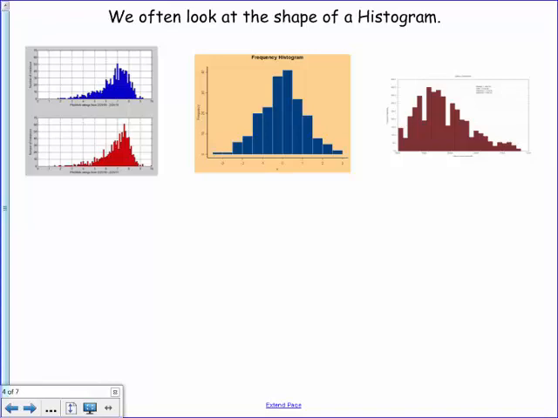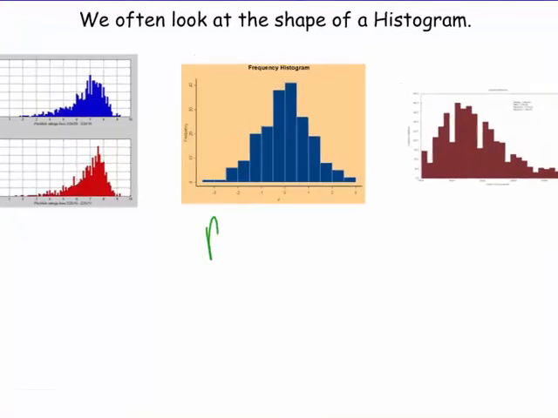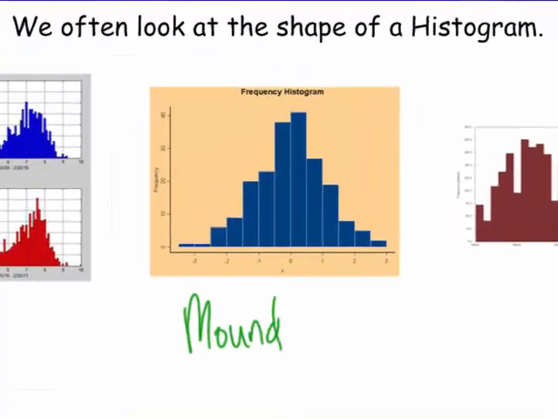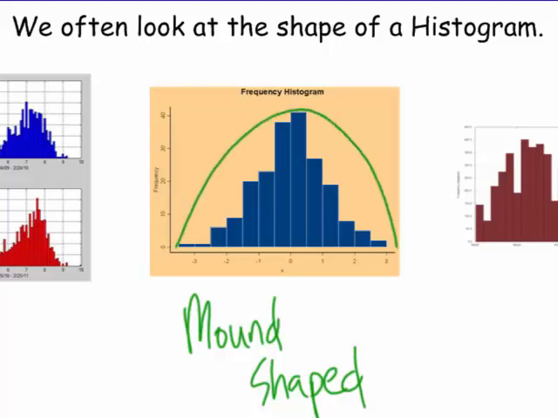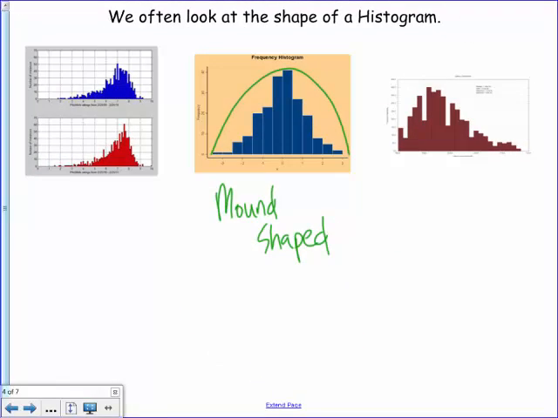The one in the middle is kind of nice because it has a description which it actually looks like. We call this mound shaped because it looks like a mound. It's going up and then it comes back down. That one's kind of nice. The other two are skewed slightly and it's kind of goofy, right?